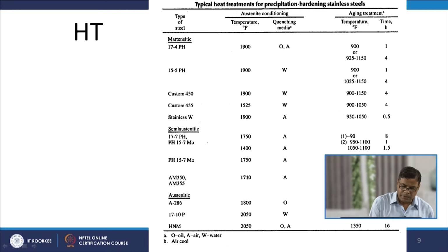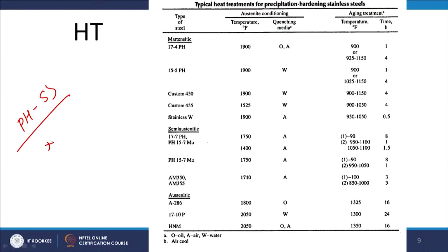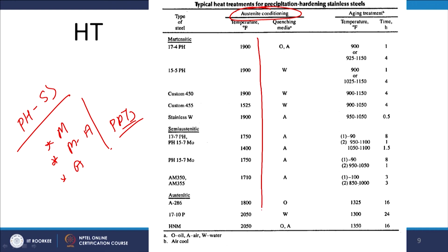Now, in order to realize the required phases in these precipitation hardenable stainless steels, whether to have the martensite, or a mixture of martensite and austenite, or the austenite, along with the required precipitates, different kinds of heat treatment conditions are used. These involve austenitizing by heating at a higher temperature, followed by quenching in water, oil or air, where O stands for oil, A for air and W for water.